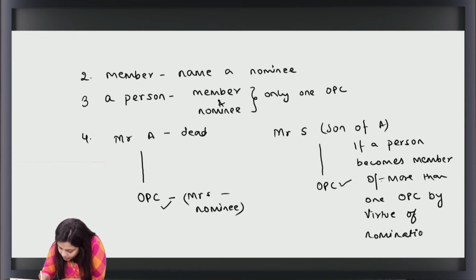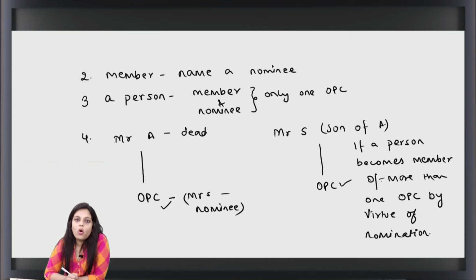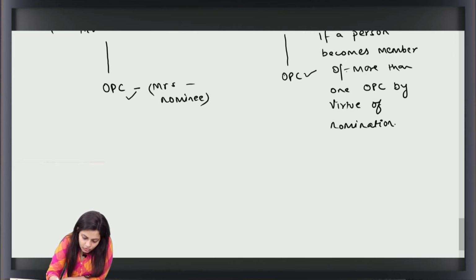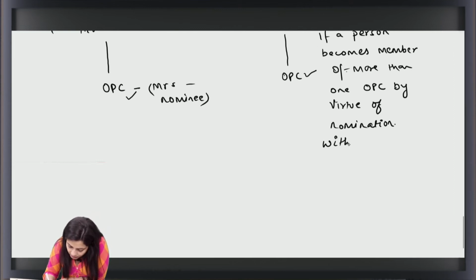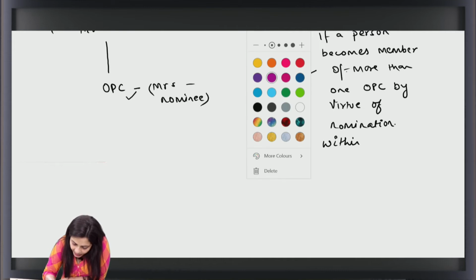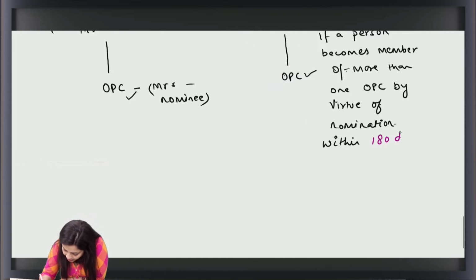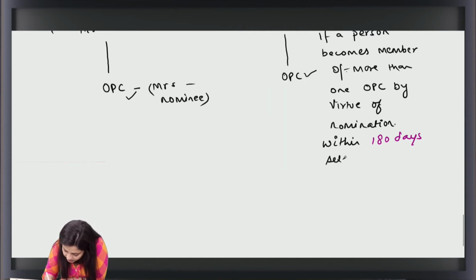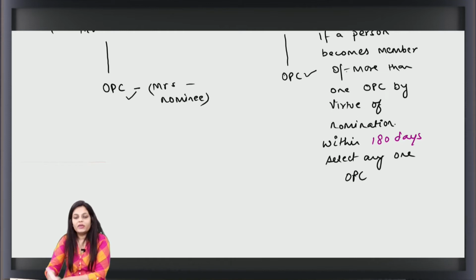Can he continue with both OPCs? No. So what he has to do is, now listen carefully. Within 180 days, he has to select any one OPC. We can never allow him to continue as for two OPCs within 180 days. He has to select any one OPC.